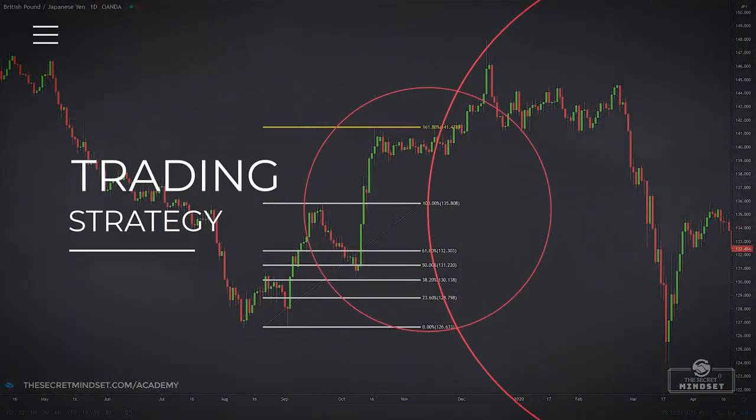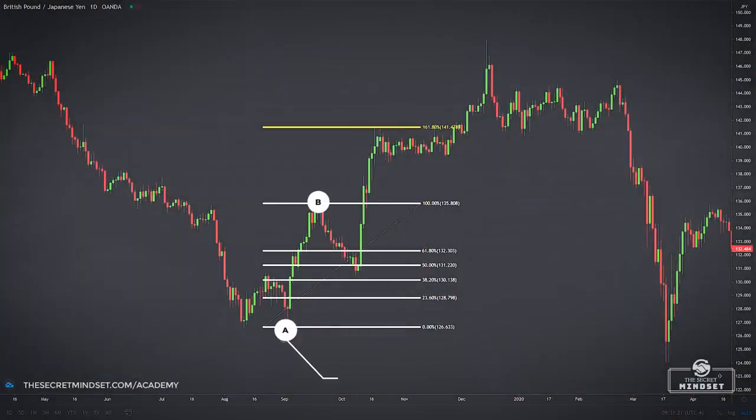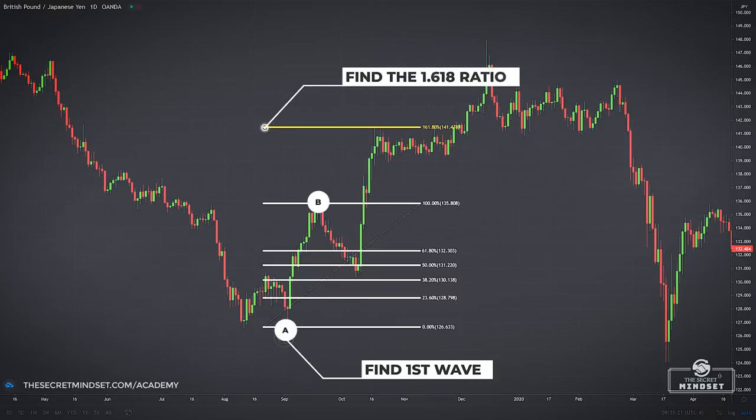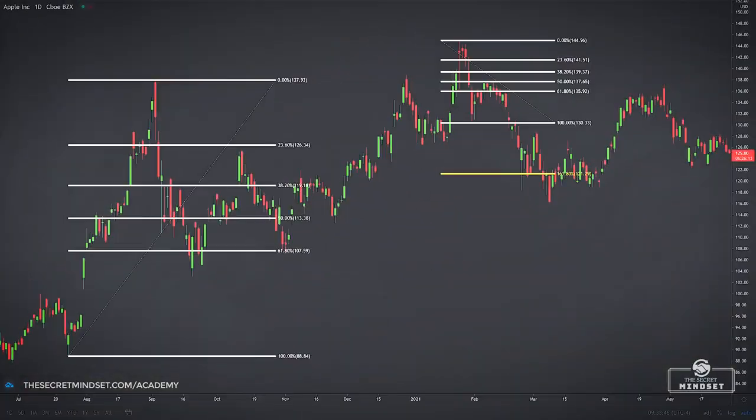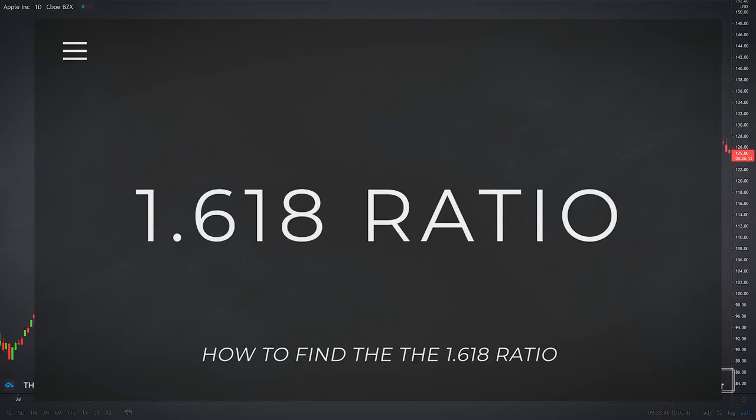The trading strategy requires the following steps: defining a minimum swing size, meaning the first wave of the 3-wave pattern, applying the Fibonacci tool with a small twist to find the 1.618 ratio, and taking a trade at the 50% Fib level. Now, stay with me for the next part because it's important.